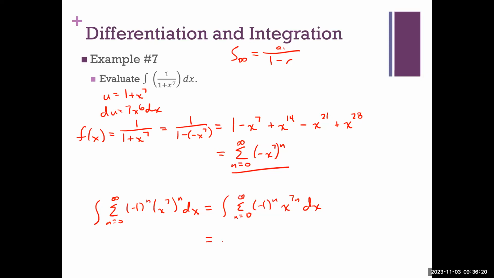Negative on the end. The -1 to the n stays. How come? It's a constant. Yeah, so it doesn't vary with x. So I can treat it like a constant. What else? The numerator x to the 7n plus 1, over 7n plus 1.